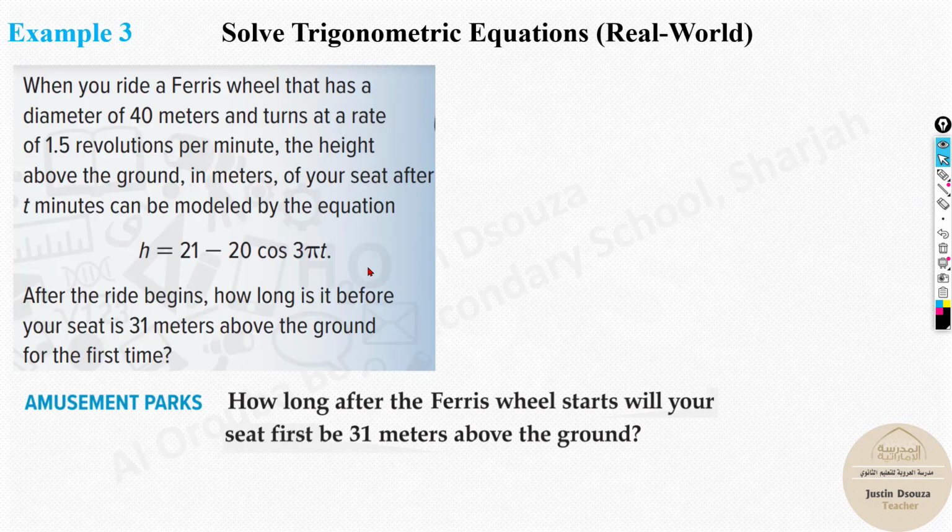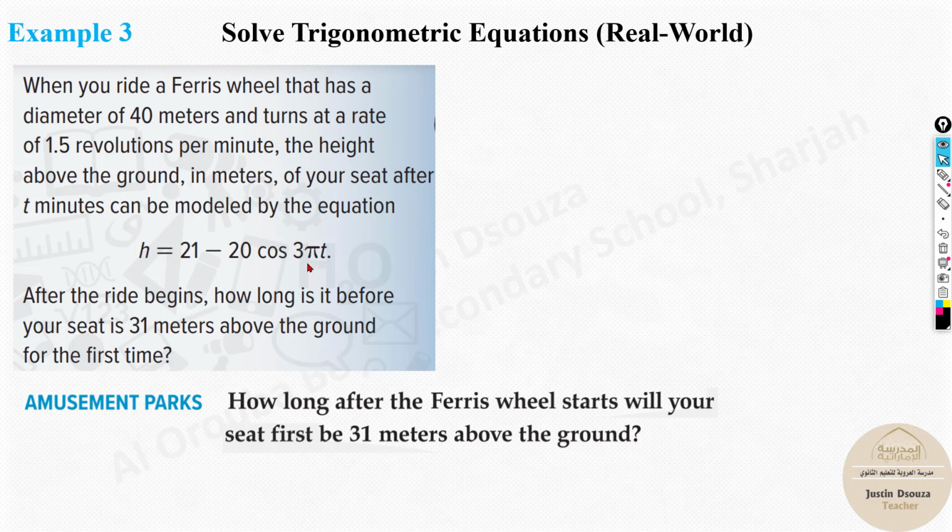They're pretty straightforward. Now, we have a real world problem. When you ride a Ferris wheel that has a diameter of 40 meters and turns at a rate of 1.5 revolutions per minute, the height above the ground in meters of your seat after t minutes can be modeled by the equation given over here.